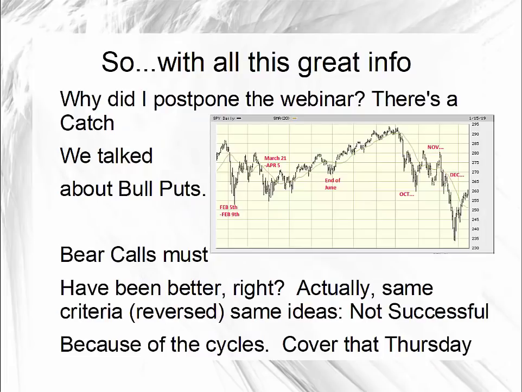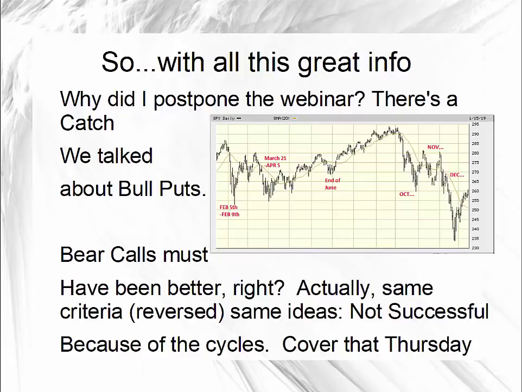So with all this great info, why did I postpone the webinar we were going to show last Wednesday to post it today? Because there's a catch, and it's an interesting one at that. We talked about bull puts and that even bull puts could have been successful in 2018, even though 6 out of the 12 months were negative market performance. And at the end, at December 29th to even January 1st, 2019, we were below where we started on January 1st, 2018. So that would mean that bear calls did better.